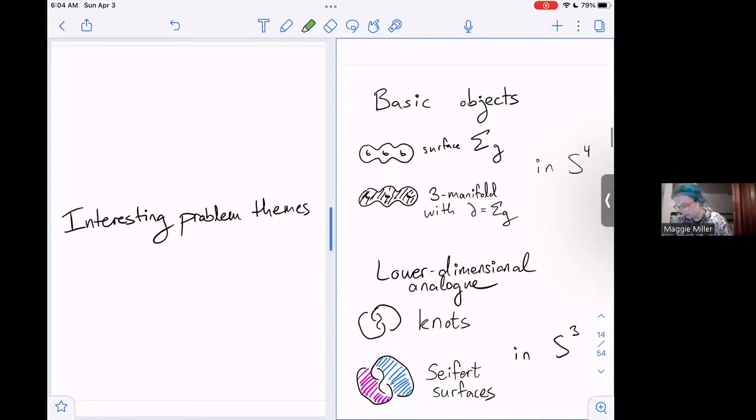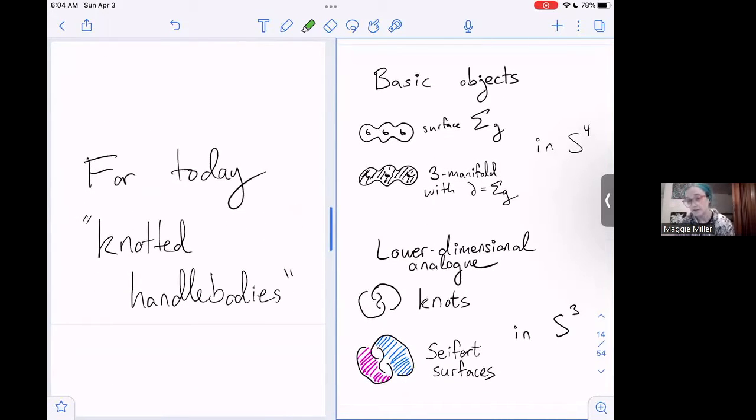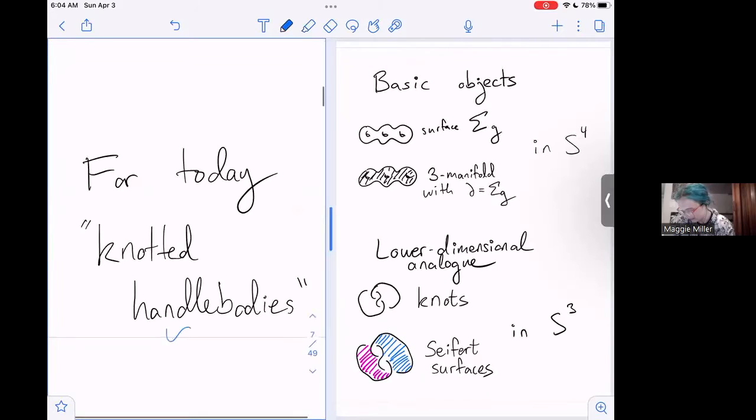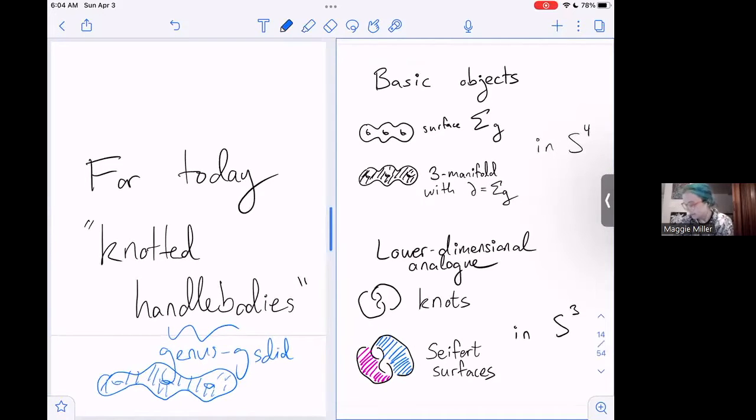Okay, so the basic objects in this talk, I said were surfaces in S4, but the title is knotted handle bodies. A handle body is a genus g solid in dimension 3. This is just another name for this. So just the standard surface, just fill that in and get this three manifold with boundary. So in fact, the basic objects in this talk should be three-dimensional manifolds with boundary. So we're studying surfaces in S4 that bound three manifolds, which is an analog to knots in S3 bounding Seifert surfaces.